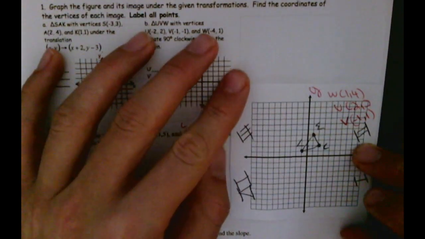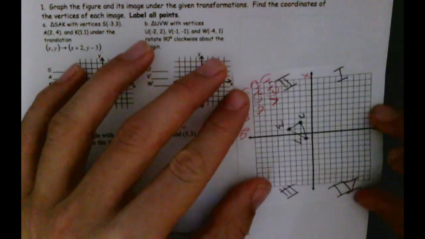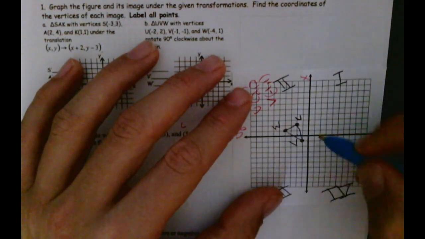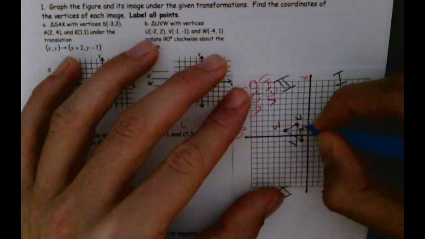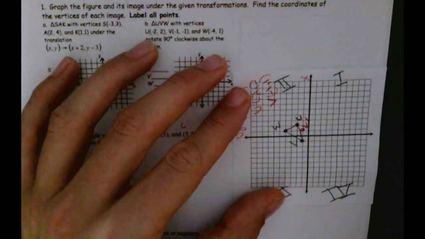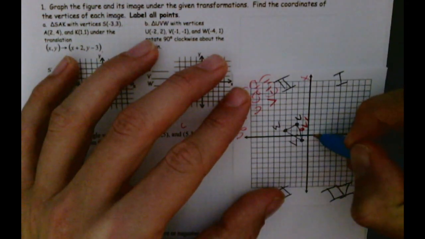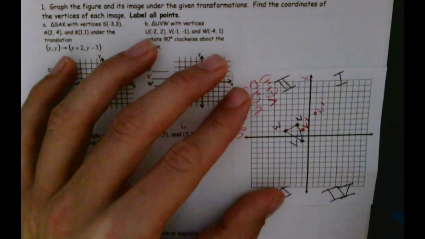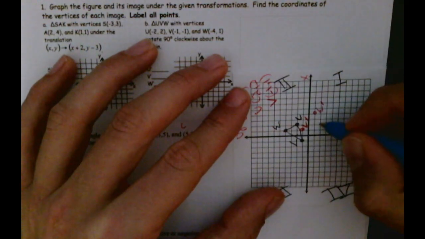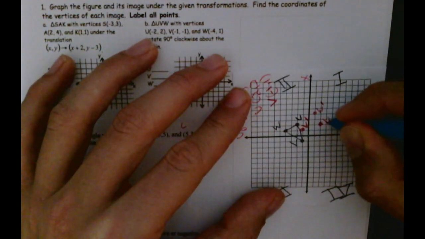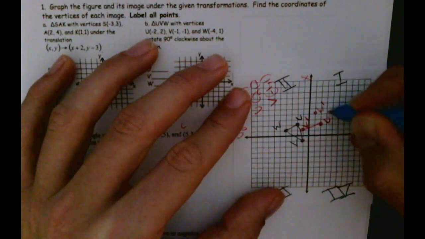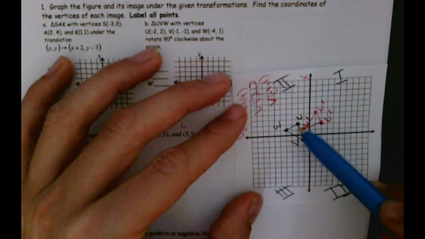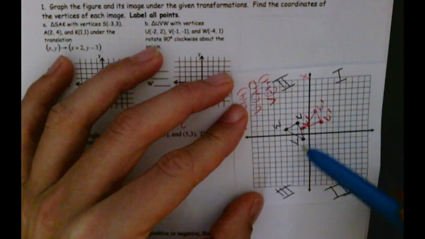Now I'm going to rotate these back to the original position. V is (-1, 1). Label that with a dash above it. W is (1, 4), with a dash above it. And U is (2, 2). Notice how these two points are now in this quadrant and this point is now in this quadrant.